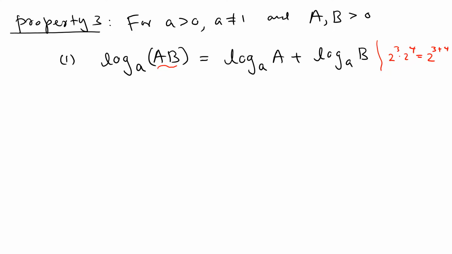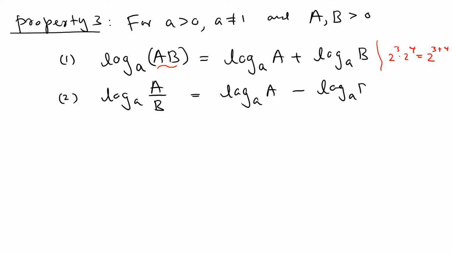And then similarly we have the division. So we have log base a of a divided by b. In this case you don't need the parenthesis because it's a division. So this is log base a of a minus log base a of b. And this is also very easy to remember using the exponents. We know that 2 to the 3 divided by 2 to the 4 is 2 to the 3 minus 4. So you subtract them. That is why you subtract the indices, because log is the index, the powers.